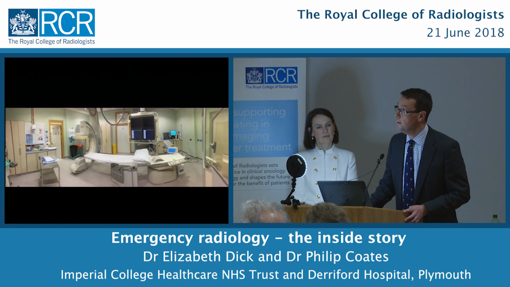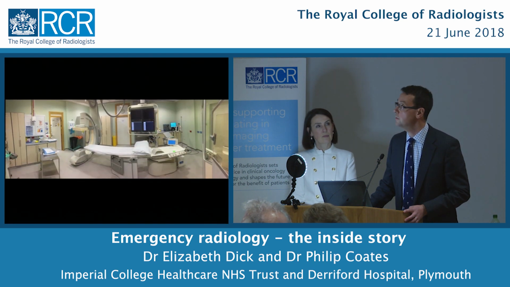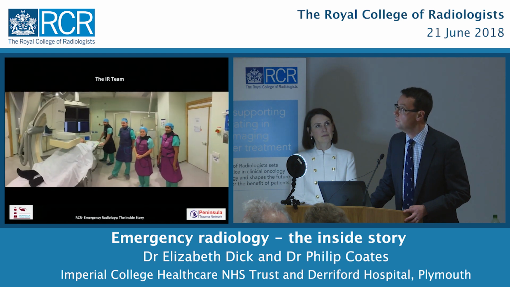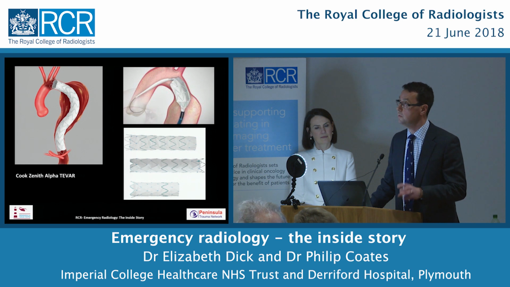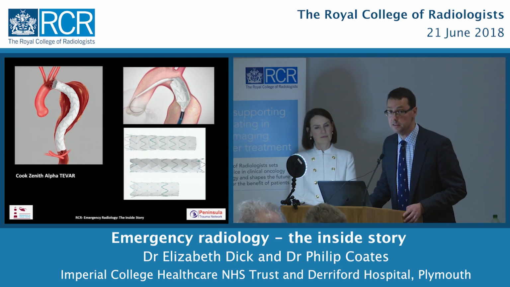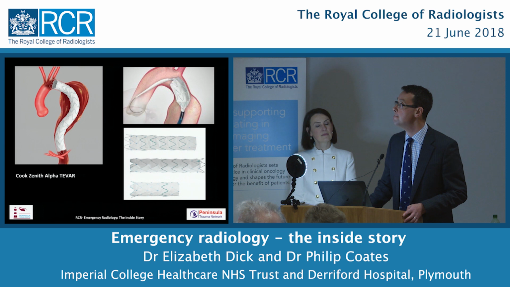So he's going to go off to the IR theatre. That's our IR theatre in Derriford. And this is our team of radiographers and nursing staff. And we're going to put something in like this. This is a, thanks to Cook, a Zenith Alpha thoracic stent graft. So this goes in from the groin. It goes in initially contracted down. It's then expanded and released over the point of injury, avoiding the head and neck vessels in most cases because we want to preserve the blood supply to the brain and the upper limb.